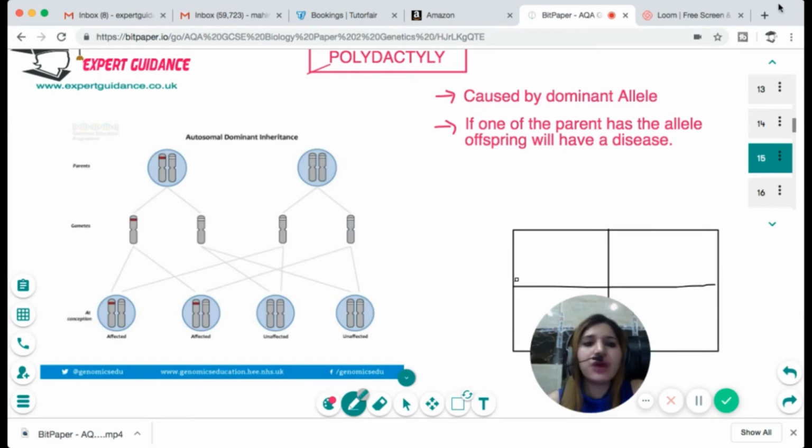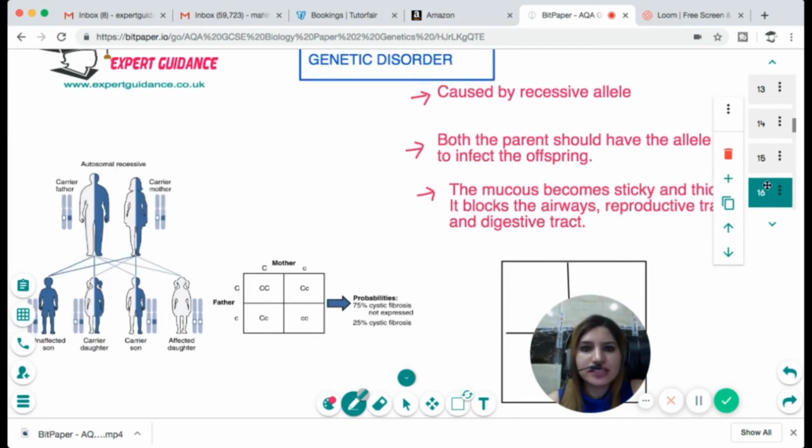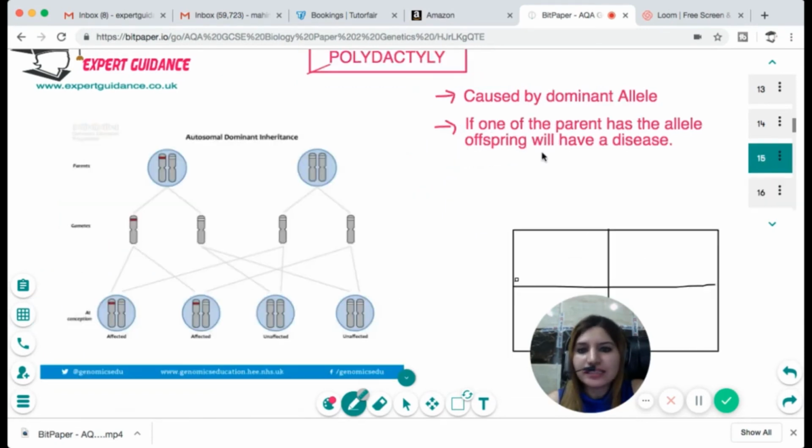There are two disorders which are there in your syllabus. One is polydactyly, another is cystic fibrosis. Now, polydactyly is caused by a dominant allele. Now, what is the meaning of a dominant allele? Dominant allele means that even if one of the parents has an allele, the offspring has a chance of having it. So you can see in this, one of the parents had the allele, so there was a 50% chance that the offspring was affected.